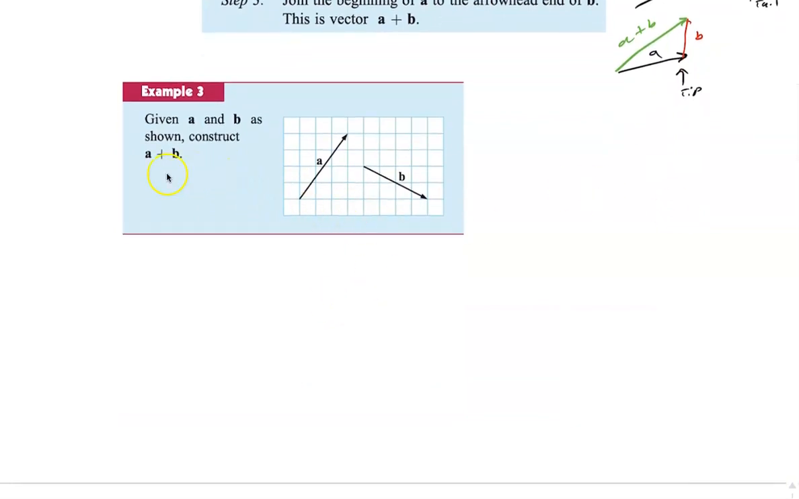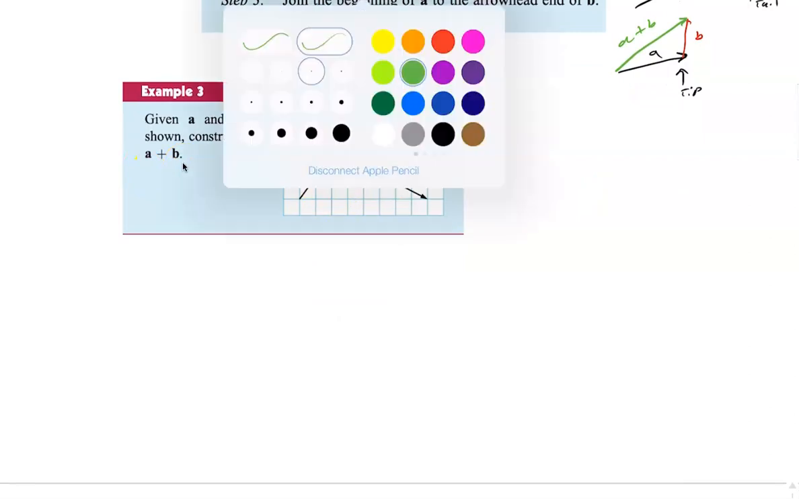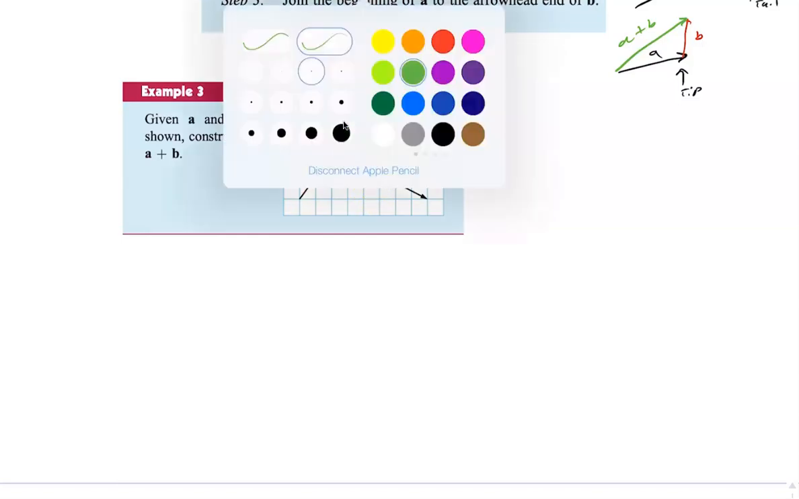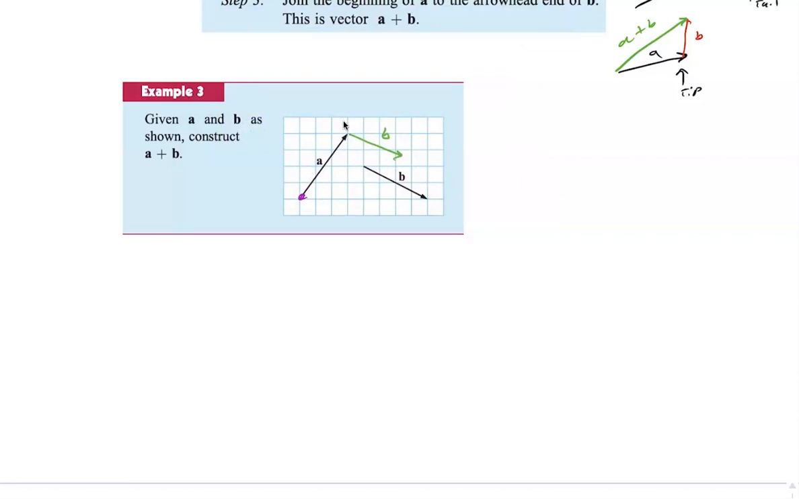So let's look at an example here. They want me to add A plus B. Same idea: A is there, and I want to add B to it. So I'm going to add the tip of A to the tail of B. I'm going to move this B right there, to the very end of A. Tip to tail. And then the resultant is connecting where you started to where you ended. That's the key to adding vectors. It's all about adding tip to tail.